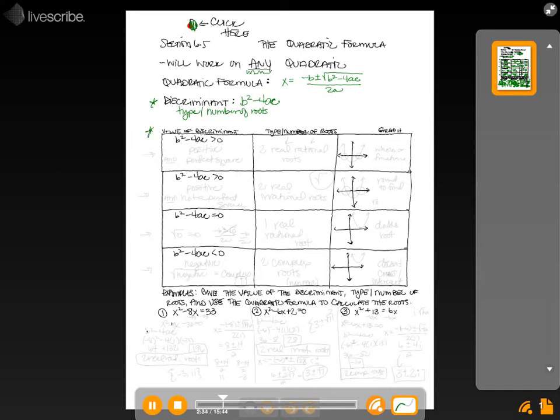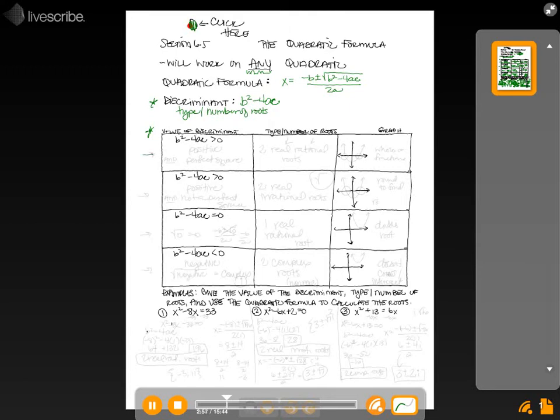The next thing we're going to look at is this chart. In this chart, we're going to talk about how the discriminant tells you the type and number of roots you can get for a problem. There are 4 columns here, so there are 4 different possibilities for the discriminant. Each one of them will tell you a different type and number of roots, and then we'll go through what the graph of that would look like.